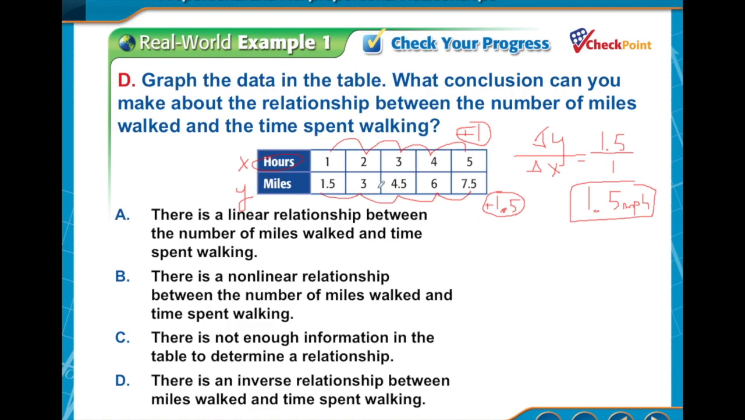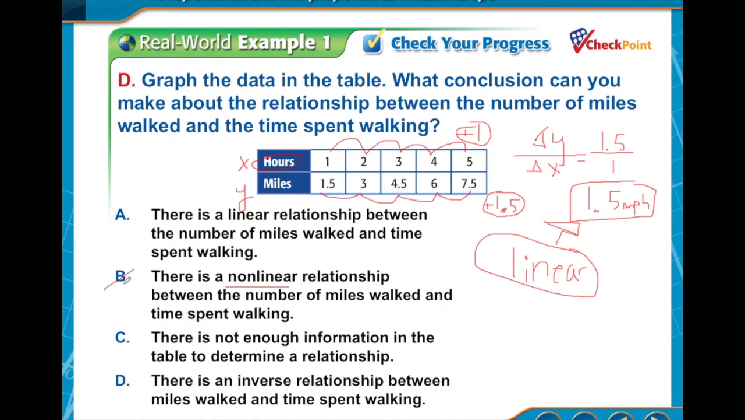Now, what else do we notice? We know that these things are changing in a constant way every time. So what can we say about this relationship? Well, we know that it has to be linear, right? We worked on solving problems like this before, where we said, are the changes always the same? If they are, it's a line. If not, then it's not. This one is an example of it definitely being linear because the changes are constant. We said it has a slope of 1.5. So we know it's linear. So anything that says nonlinear, we can cross out. So B is wrong.